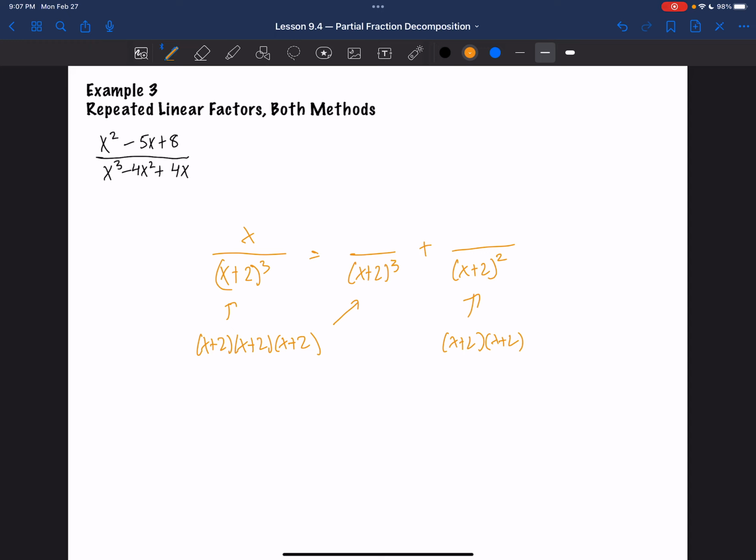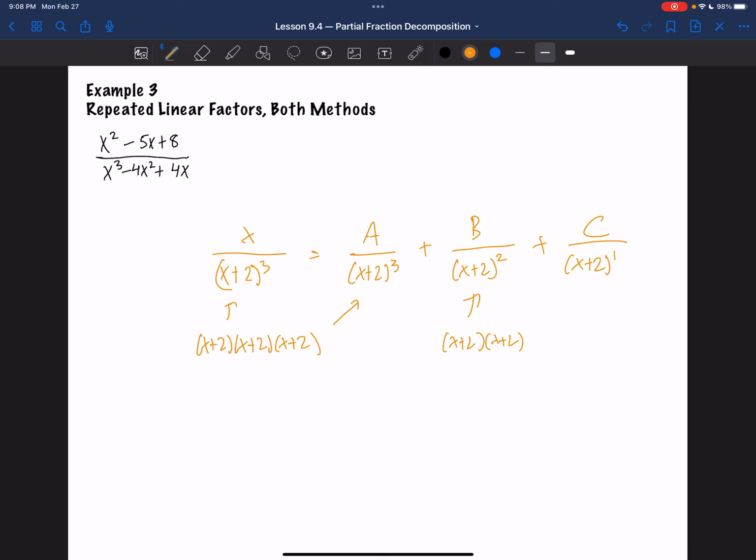And that could be a part of the fractions that add, because we don't know. We know that the (x plus 2) cubed has to be there. That's for sure there. But are there factors of lower degree in our denominator going forth? So we might say A over (x plus 2) cubed plus B over (x plus 2) squared plus C over x plus 2 to the 1.